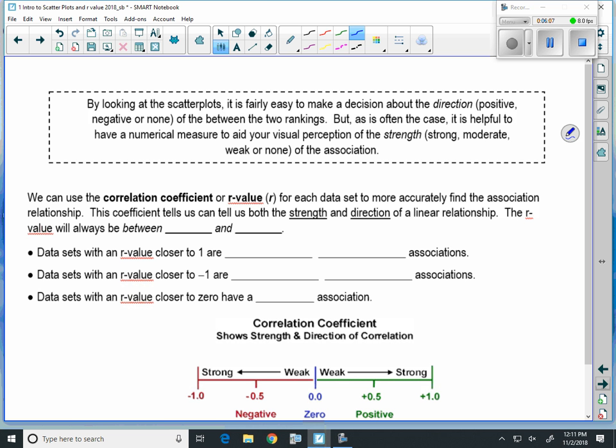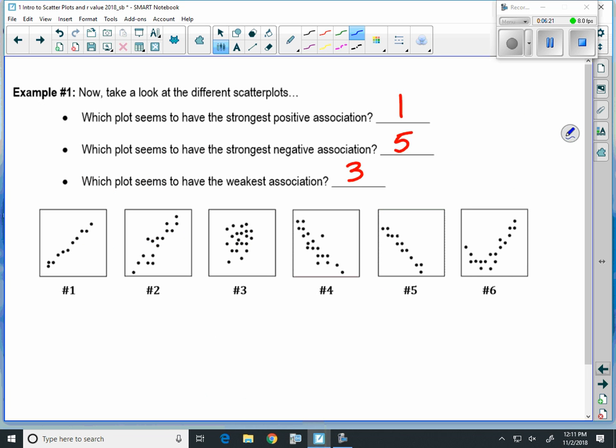All right, so by looking at scatterplots, it's fairly easy to make a decision about the direction. So kind of like we did here, you can tell if it's positive, negative, or no correlation, right? It's pretty easy to visualize that.